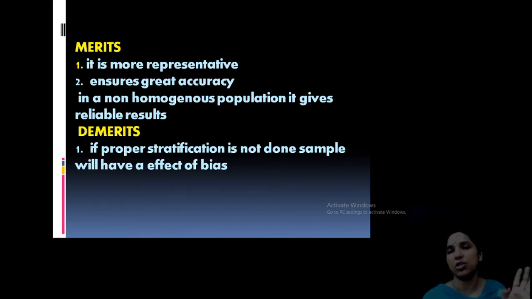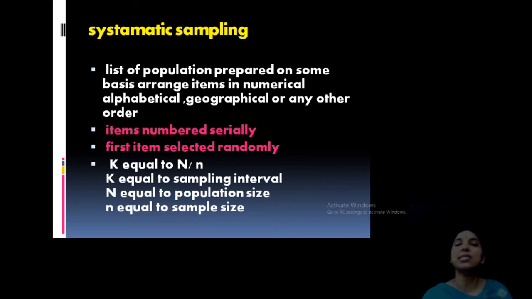Sampling may not be correct. So, proper classification or stratification should be done. Understood? Okay. Now, next is systematic sampling.